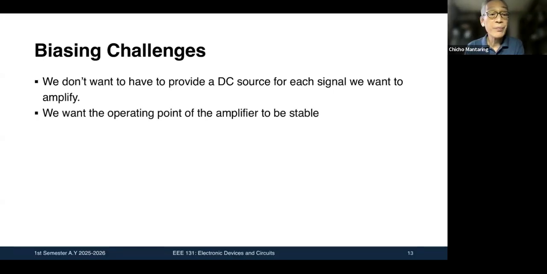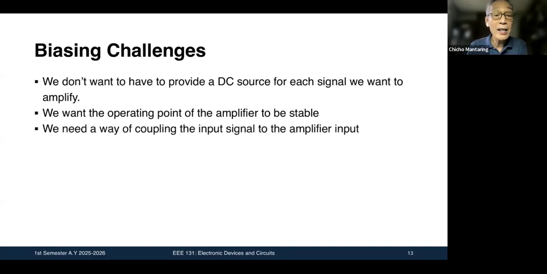Second challenge is we want the operating point of the amplifier to be stable. I'm going to discuss that later on when we discuss biasing. No? And then the third challenge is we need a way of coupling the input signal to the amplifier input. Okay, this is not obvious yet now, no? Why this is a problem. It's going to be obvious later on when we see the different methods that we're going to be using in biasing a transistor.